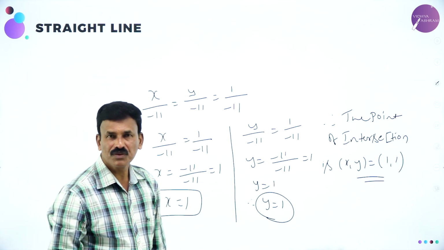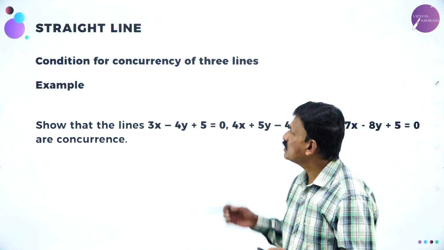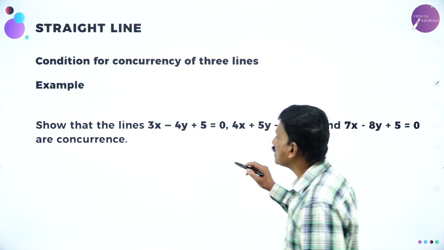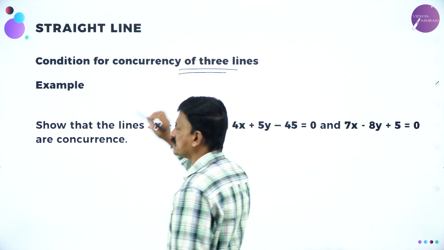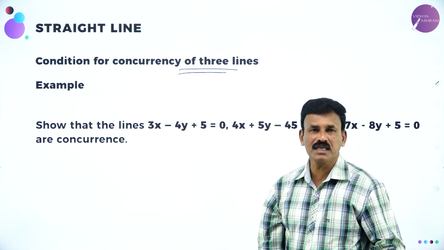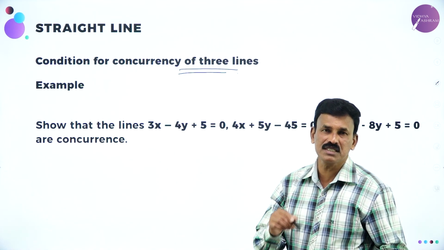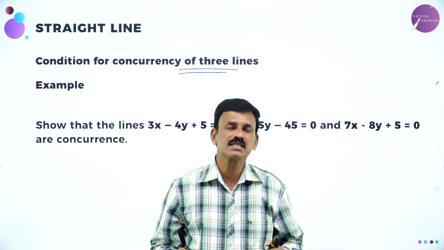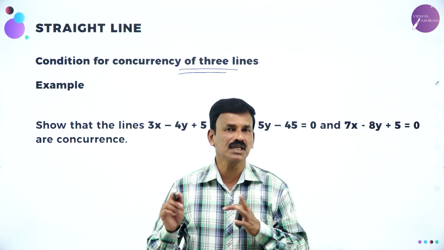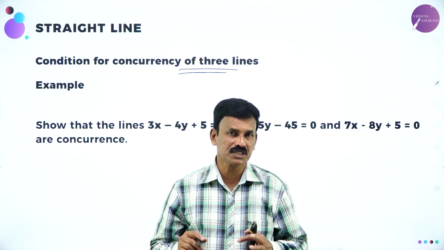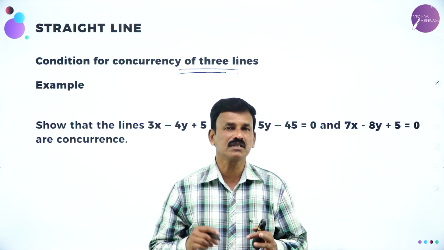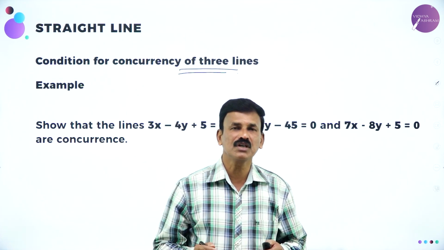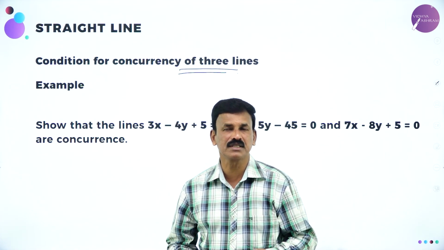That's it. Okay. Hope you followed. Now, move on to the next concept. What is the next concept? To find whether the given three lines are concurrent, that is the condition for concurrency of the lines. To verify whether the three lines are concurrent or not, just find out the point of intersection of any two lines and substitute that point of intersection in the remaining other line. If it is equal to 0, then we are going to say that the three lines are concurrent. That is the condition.